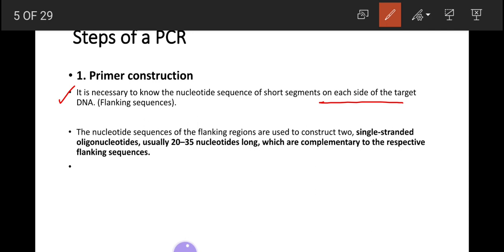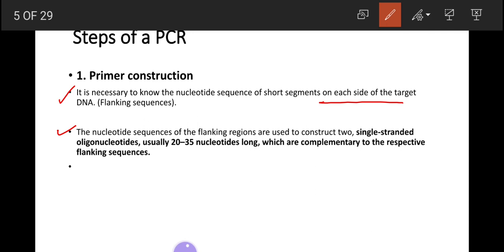The whole DNA sequence is not necessary to be known, but only a small part. Only the sequence of a short segment on each side of the target DNA is necessary so that we can synthesize the 2 primers. One primer is attached at the 3' end, and the other is attached on the other strand of the DNA at the 5' end.